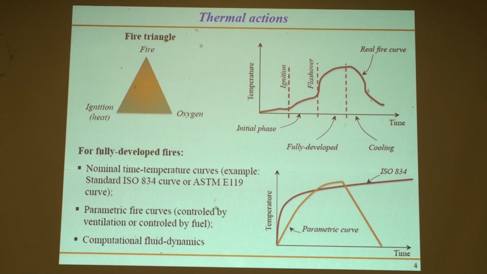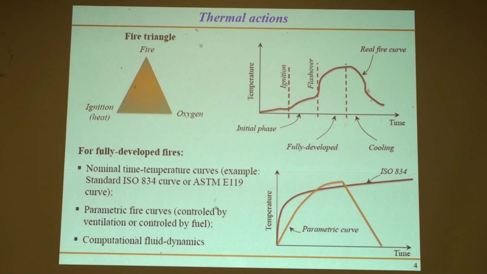So very, very briefly, this is what your temperature versus time would look like for a fire. You have a very initial stage where you have an ignition, and then an initial phase where things are starting to heat up, but you may not yet have what is called a flashover. After a flashover you have a fully developed fire where your structural elements may start being affected by the fire. And once you reach a peak temperature, then you may have cooling, okay? So this is what a real fire curve may look like.